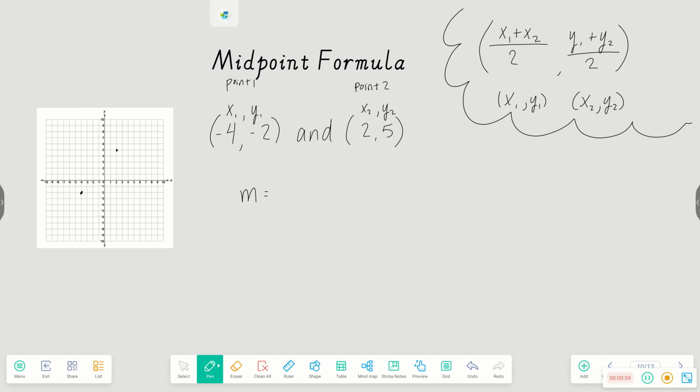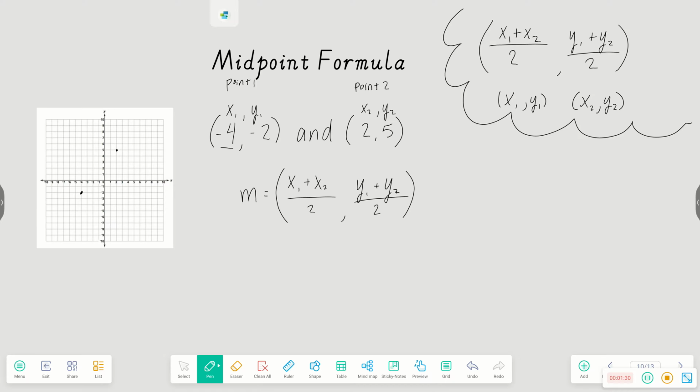And I'm going to write the formula out and then substitute those values in. x1 plus x2 over 2, y1 plus y2 over 2. I just remember add your x's, divide by 2, add your y's, divide by 2. That's how I remember it because you do have to know this for the test. So make sure you have that memorized.